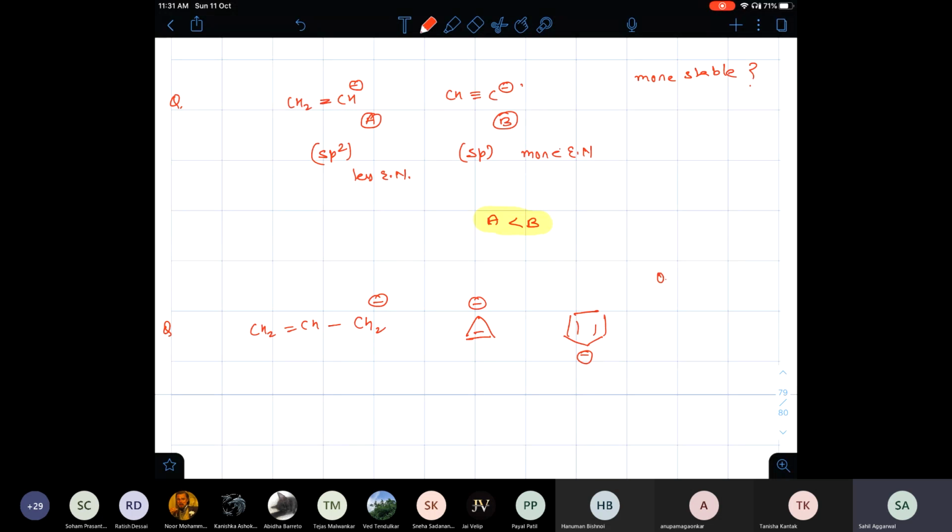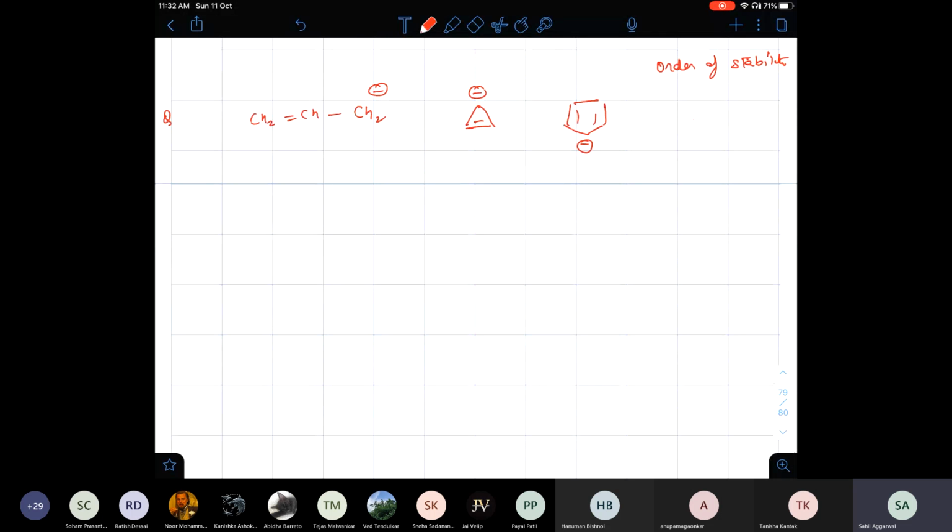What is the order of stability? This is resonance stabilized. This is aromatic. This is anti-aromatic.